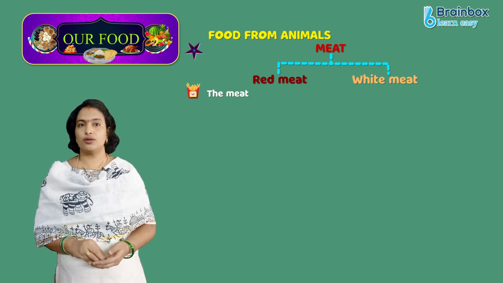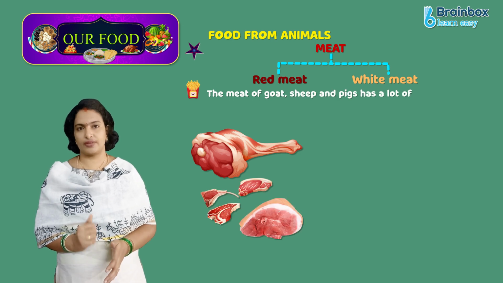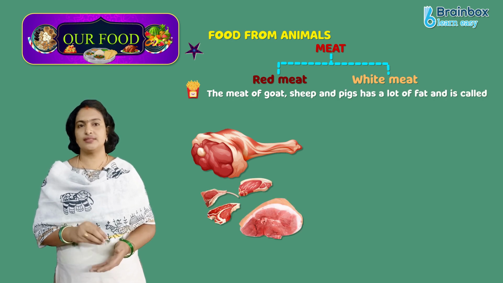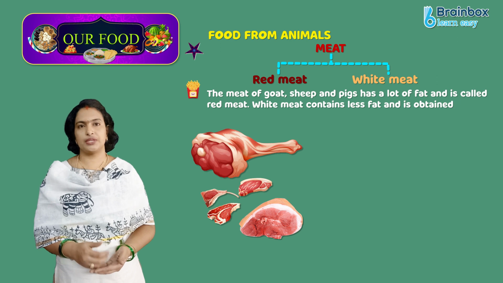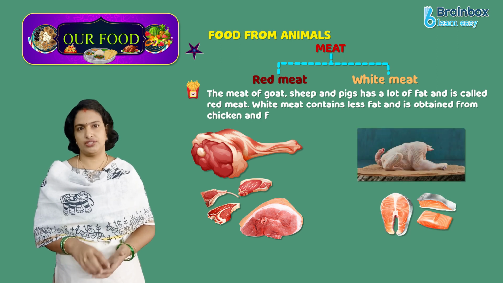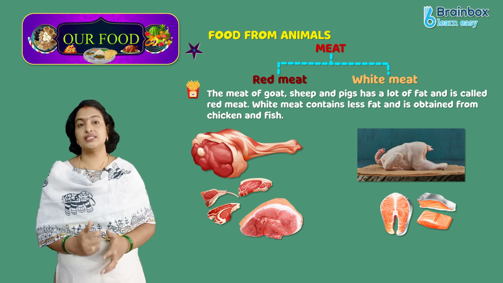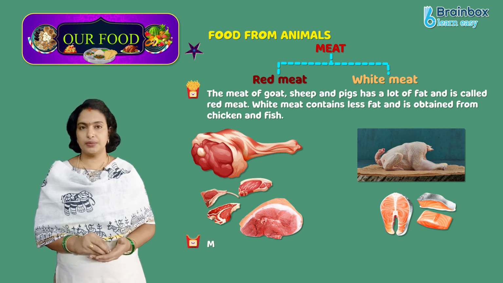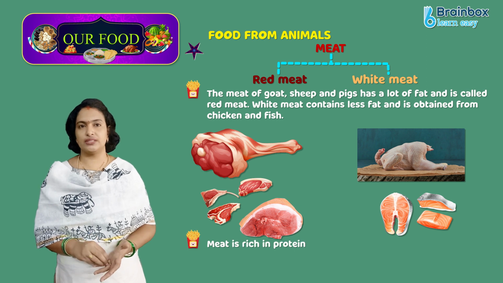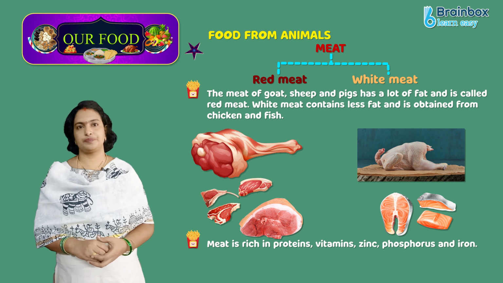So the meat of goat, sheep and pigs has a lot of fat and it is called red meat. One more is white meat, which contains less fat and is obtained from chicken and fish. So white meat is healthier and can be easily digested as compared to the red meat. And this meat is also rich in proteins, vitamins, zinc, phosphorus and iron.